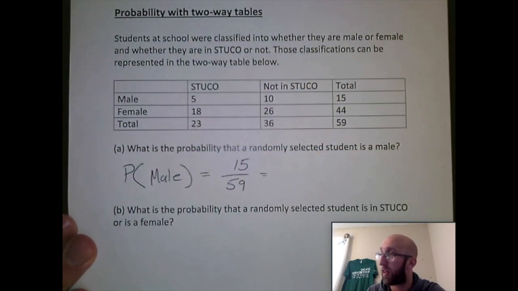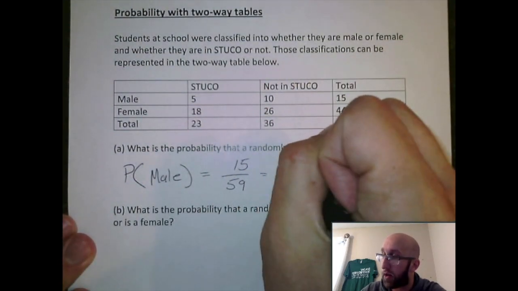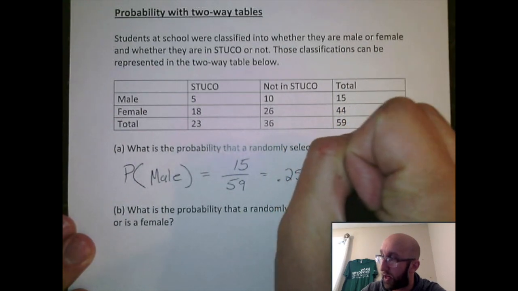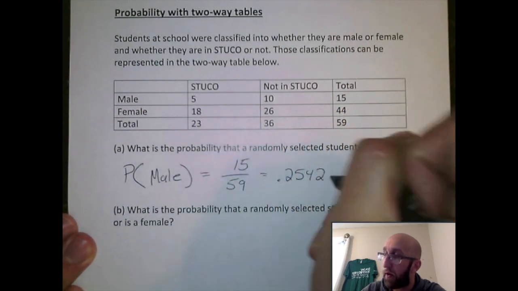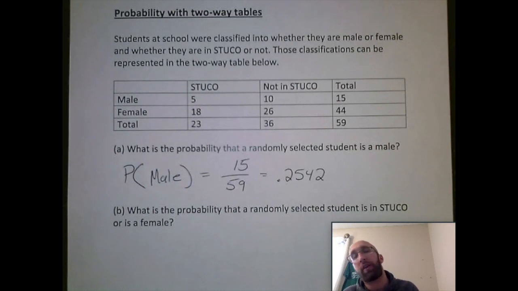So you could represent that as the fraction. I already went ahead and did the division there. You get 0.2542. So you have a 25.42% chance at randomly selecting a male from this group.